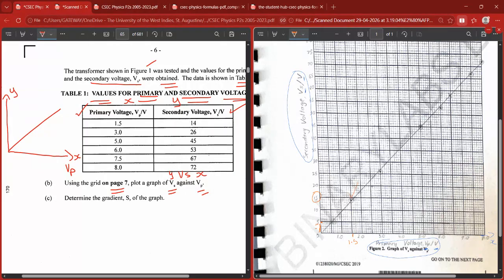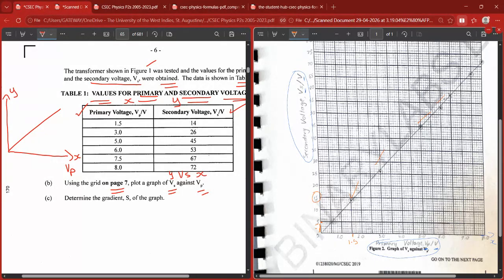That is correct. The other one is 3, 26. This is correct. This one is 5, 45. This is correct. This one is 6, 51, 52, 53.